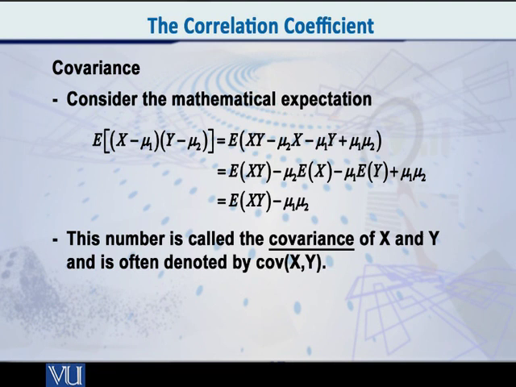Actually, you took the expected value of mu 1 into mu 2, but because mu 1 and mu 2, each one of them is a constant, so their product is also a constant. तो आप जानते हैं कि expected value of a constant is equal to that constant. So that's what we get. और इसके बाद आप नोट करें very interestingly कि this is further equal to expected value of XY minus mu 2 into mu 1 minus mu 1 into mu 2 plus mu 1 into mu 2.